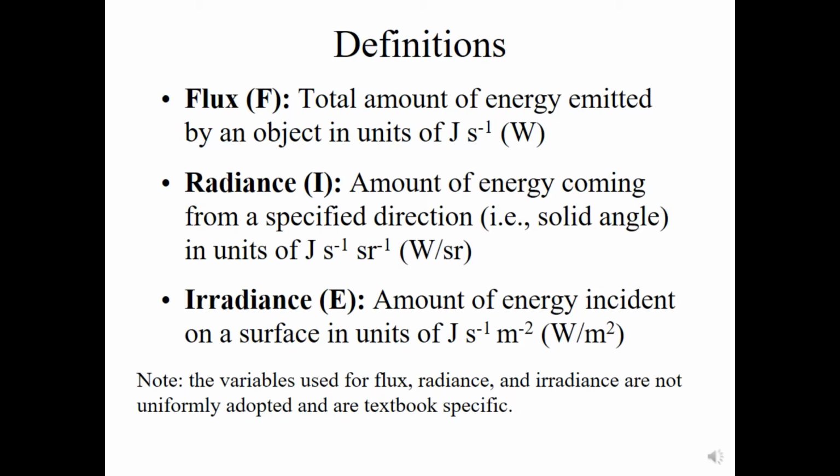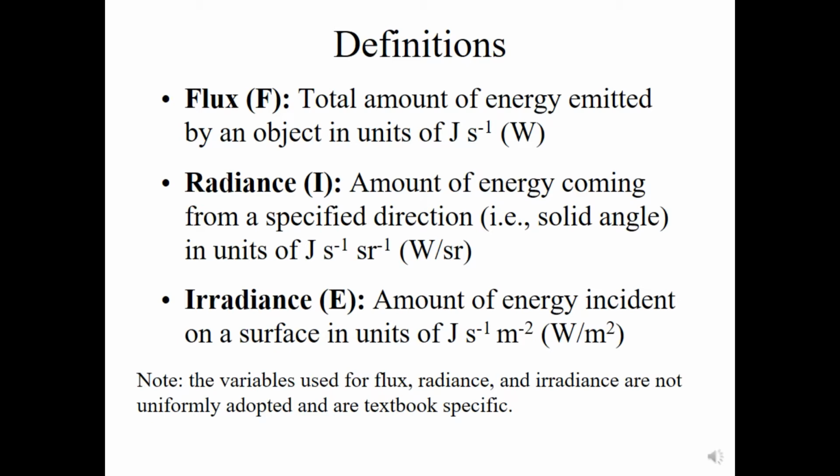And then we'll primarily be using irradiance in this course, which we'll be using the letter E to describe. The irradiance is the amount of energy that's incident on a surface in units of joules per second per meter squared. So that's equivalent to watts per meter squared.